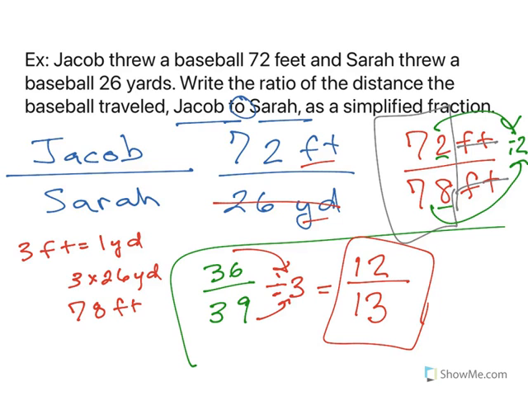You also, just an FYI, at the very beginning could have divided the numerator and denominator by 6, and that would have given you 12 over 13, our simplified ratio. But super important that we changed the yards to feet first. We also could have changed feet to yards by dividing by 3. That would have given us 24 over 26, which also would have reduced to 12 over 13.